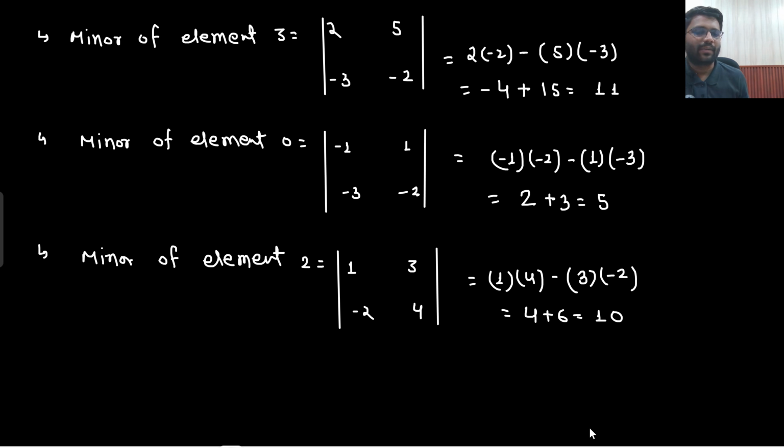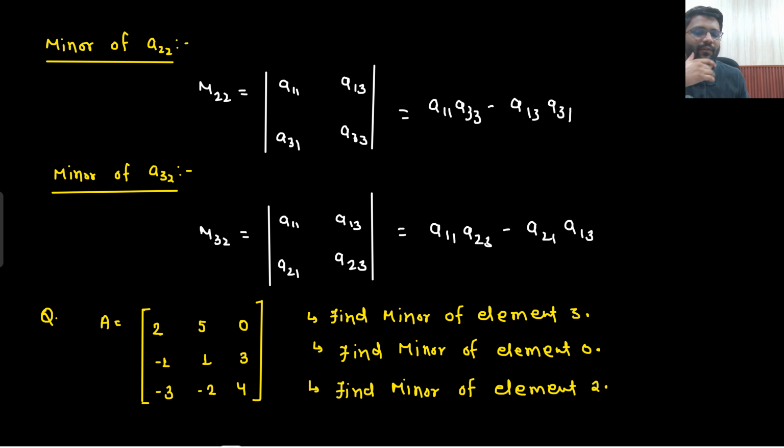So this is how you can find out the minor. So minor is also a certain value. For element 3, it is 11. For element 0, it is 5. For element 2, it is 10. So this is how we find out the minor. So the concept of minor is clear to you.